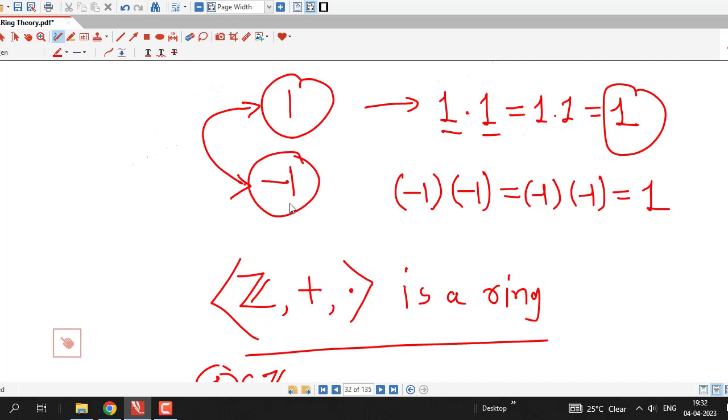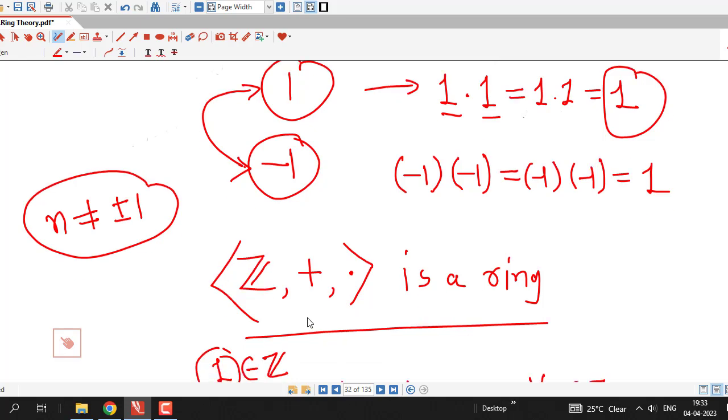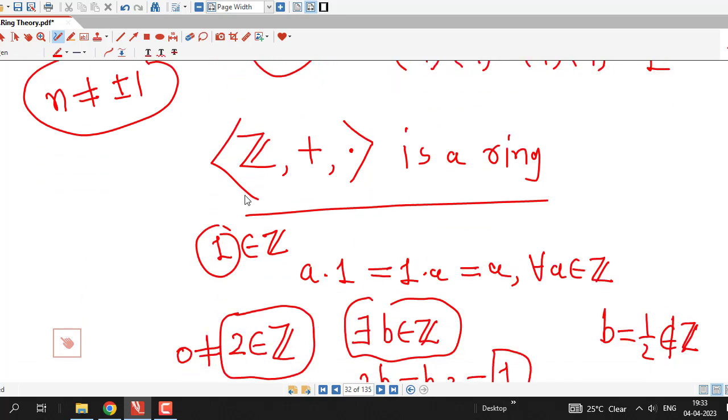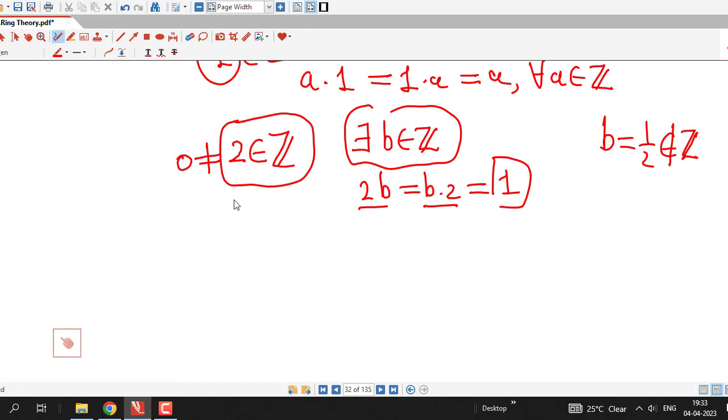So these are the only elements in the ring of integers which have a multiplicative inverse, and they are self-inverses. If we take any integer different from plus or minus 1, then it will have no multiplicative inverse in the ring of integers. So the ring of integers with addition and multiplication operation is not a field.